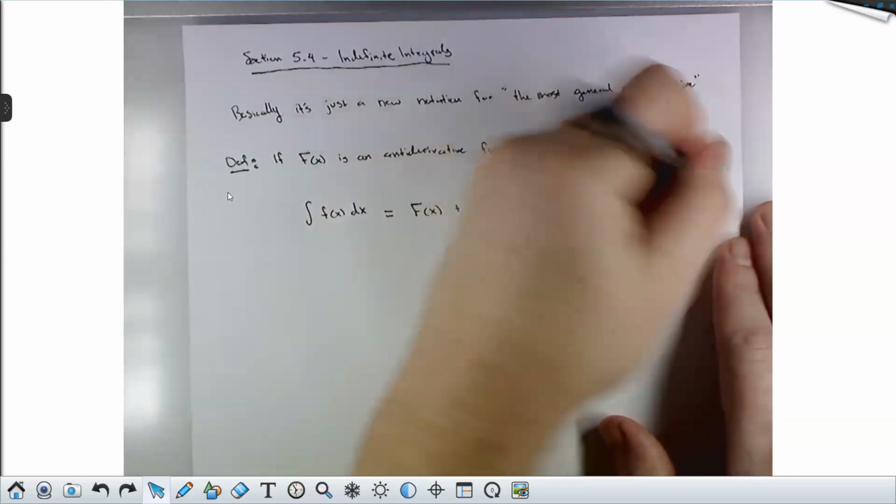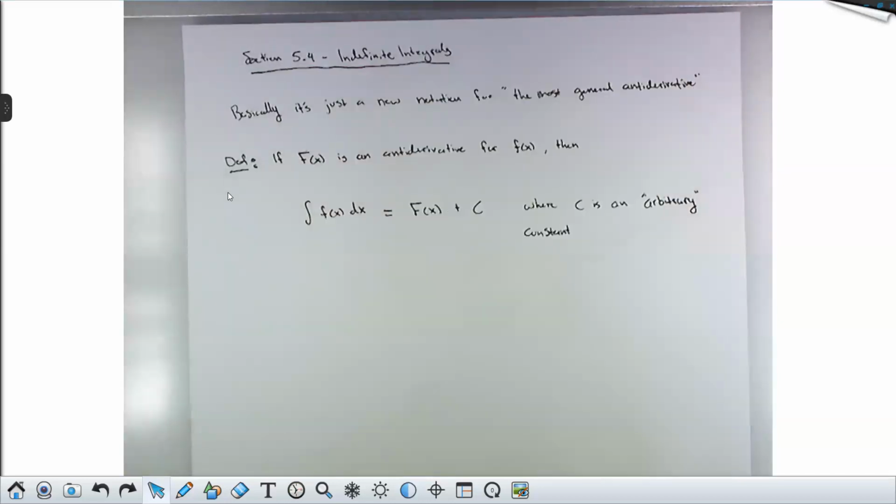And what we mean by arbitrary here is I don't care what it is. I'm not worried about c being any particular number. It's just understood that c is a constant. Could be anything. And in fact, what we think of is kind of an infinite family of functions. It's all the functions of the form capital F of x plus c, where capital F is the antiderivative you found, and c is allowed to be any constant.